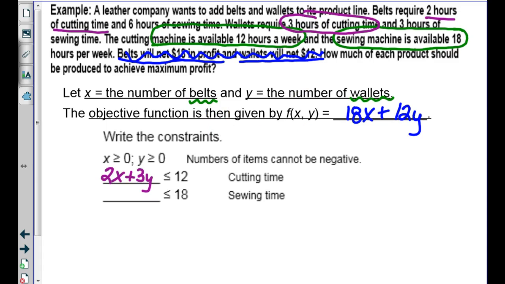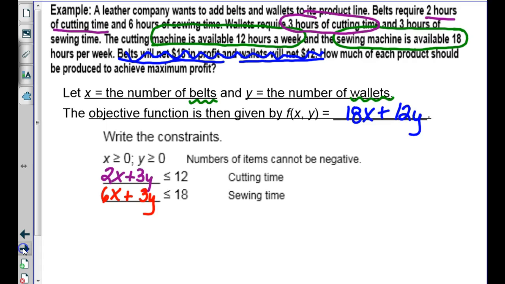All right, then if we have the sewing time. Every time we make a belt, which is X, it takes how much time to sew it? And how much time to sew the wallet? Okay. Everybody okay? Got those down? Are they already done on your paper?